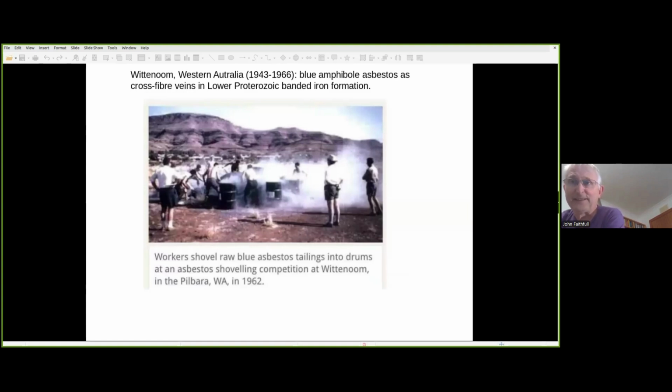But here is a particularly horrific example of workers having a wee competition shoveling dusty blue asbestos into drums. I would doubt that many of them are alive today.